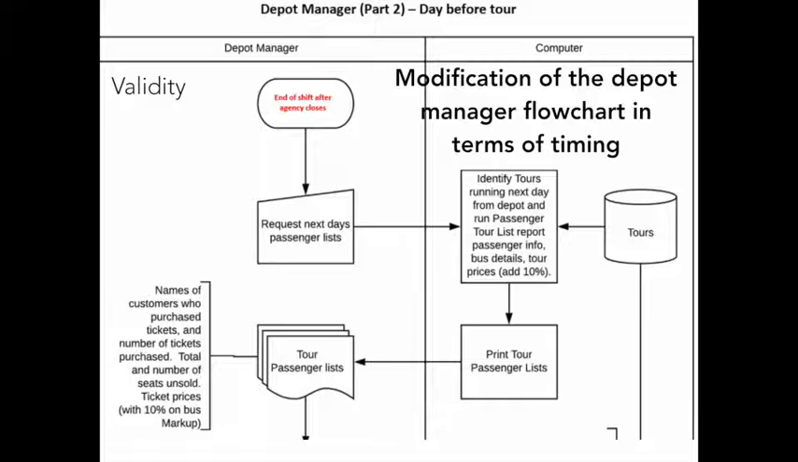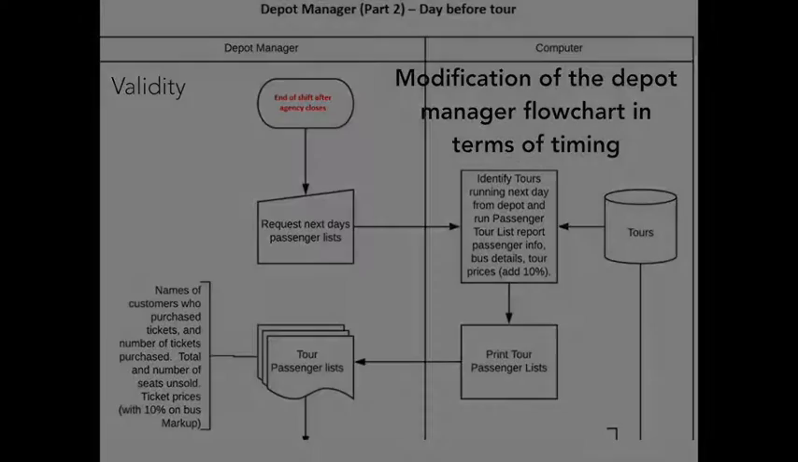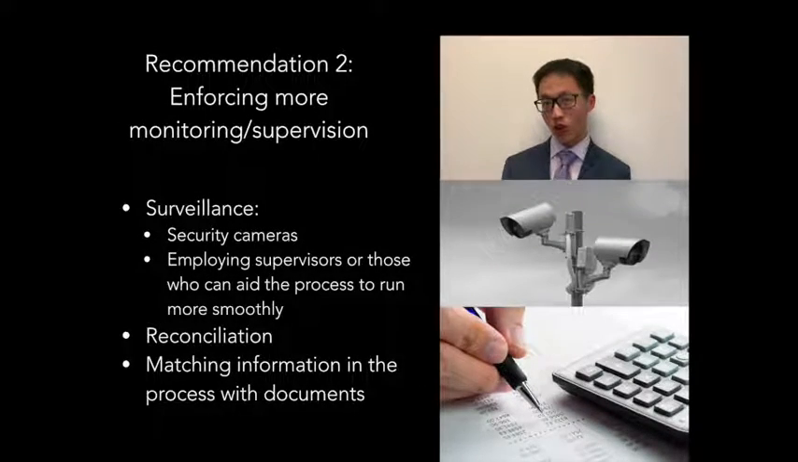An up-to-date tour passenger list ensures that everyone who booked tickets before the date of the tour will be on the list, thus invalid sales will not occur, as no further sales will be accepted if the tour list is full. Our second recommendation is to enforce monitoring to ensure that the process is working efficiently and a conflict of interest does not occur.